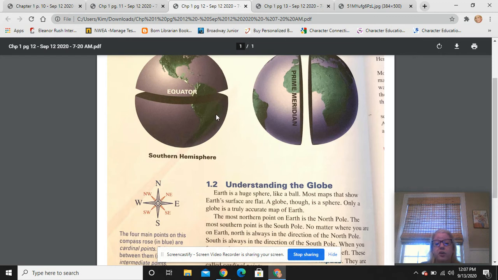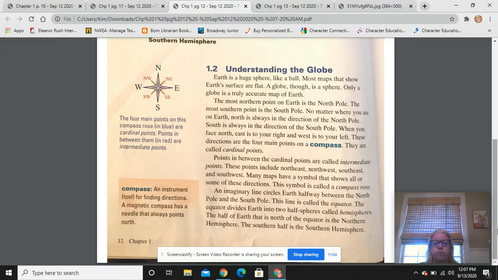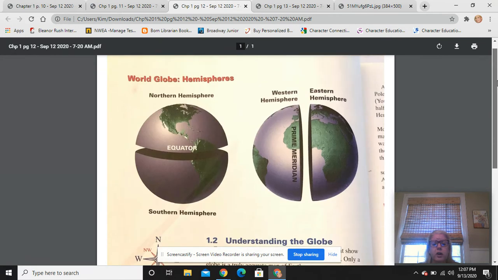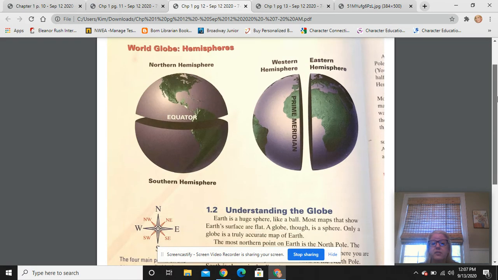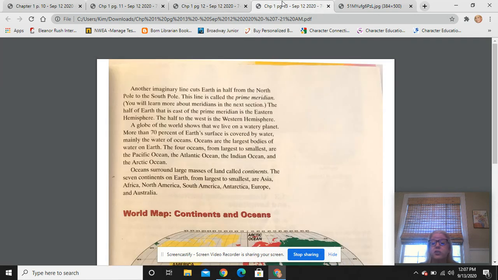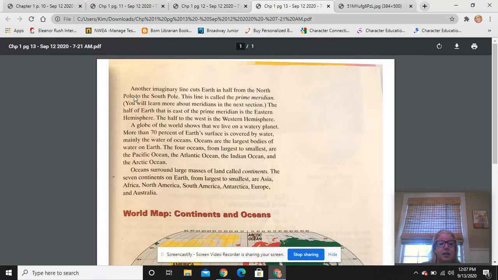The half of the Earth, or hemisphere, that is south of the equator is called the southern hemisphere. When you are looking, a lot of times you will say it is in the northern hemisphere or the southern hemisphere. Also, we have the eastern and western hemispheres.